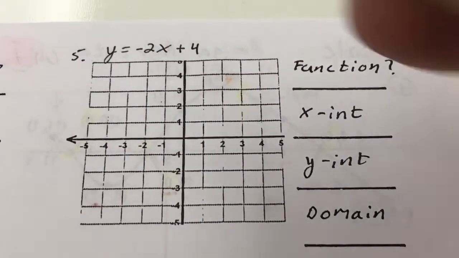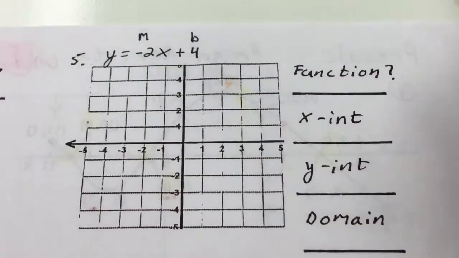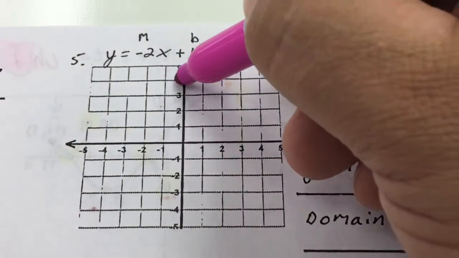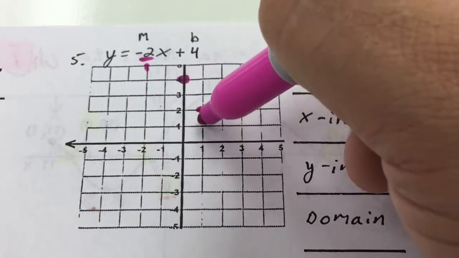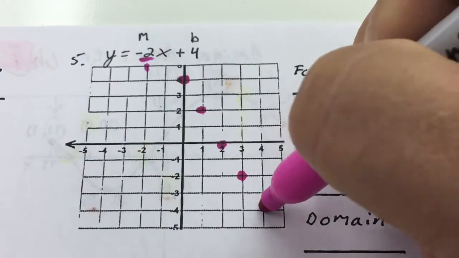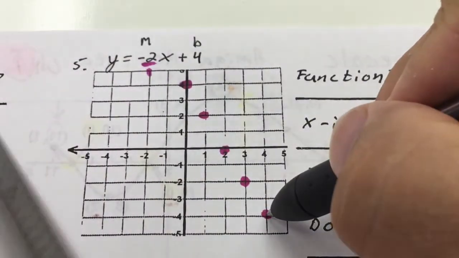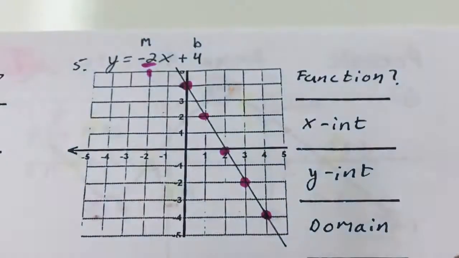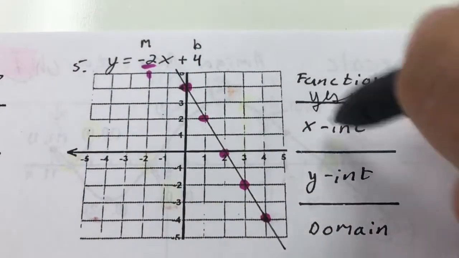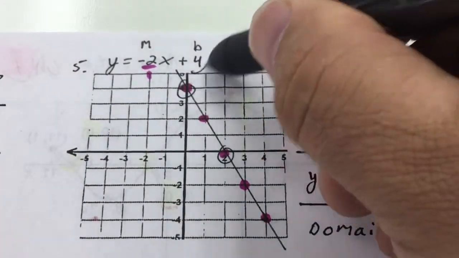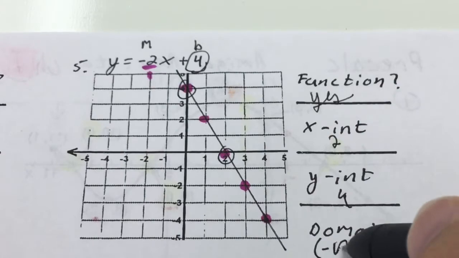Number 5. I begin at 4, and my slope is down 2 over 1. So I begin at y-axis positive 4, and my slope is down 2 over 1: down 2, right 1, down 2, right 1, down 2, right 1. I'll connect the dots. Is that a function? Yes, it passes the vertical line test. The x-intercept this time is 2, the y-intercept is 4, or you can just look at that. The domain is going to be from negative infinity to positive infinity.